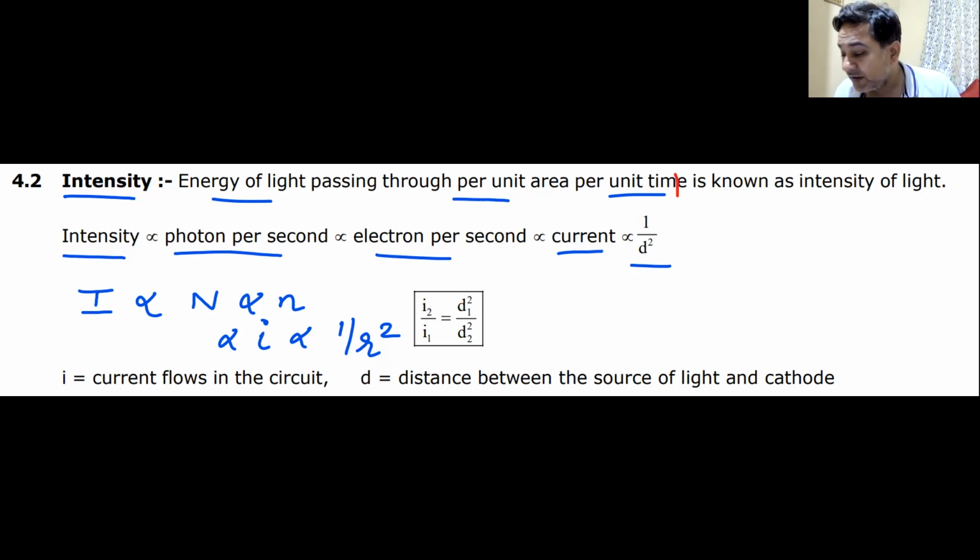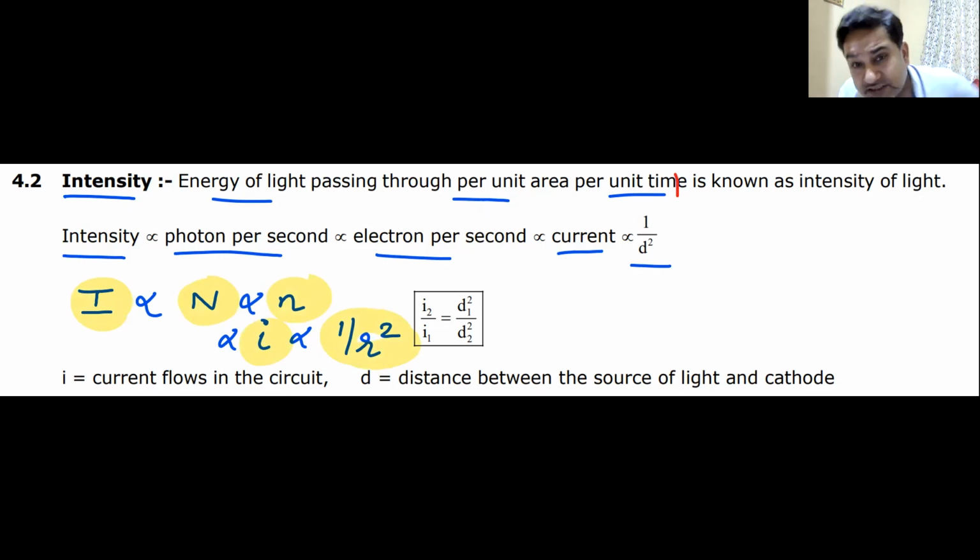Now, sir, can I expect an answer, sir? How do we do it now, sir? Intensity, which is the number of photons or the number of photons per second, or the current, is inversely proportional to R square. Do you understand this?